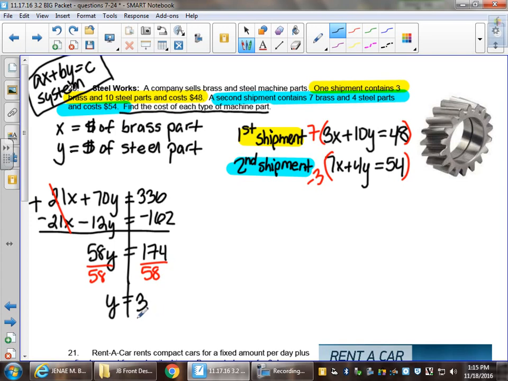What does 3 represent? When I go look at my definitions, y is the cost of a steel part. So I would take this math answer and say steel parts cost $3 each.